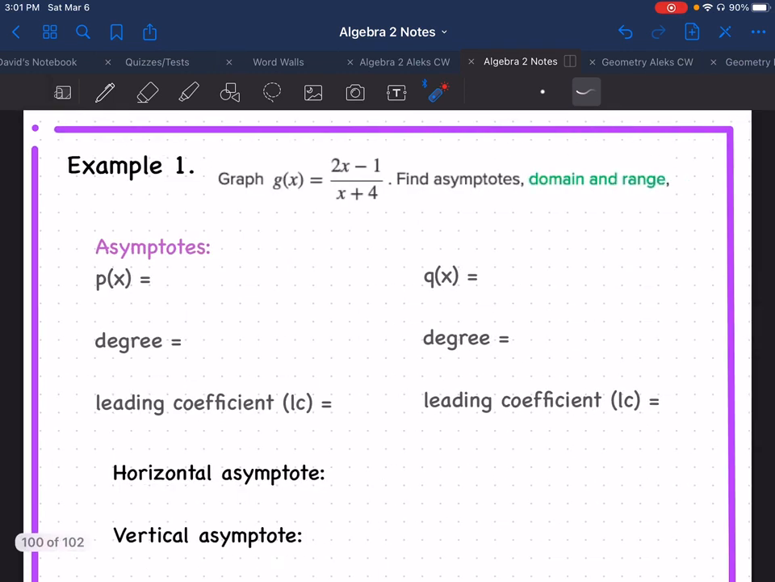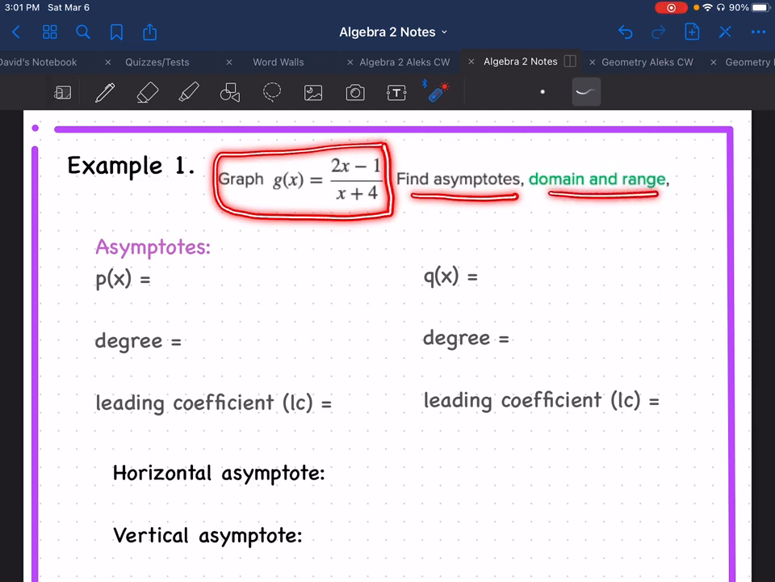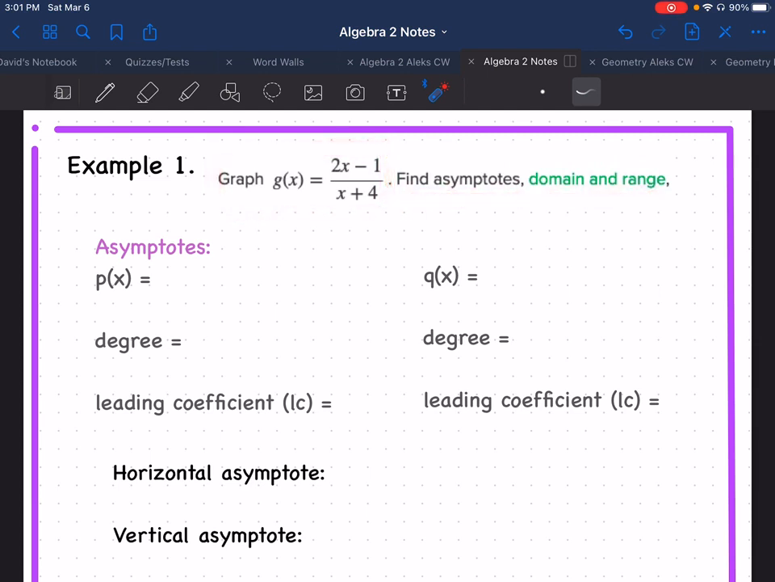In our first example, we are asked to graph g of x equals 2x minus 1 over x plus 4. We're going to find the asymptotes, and then once we have the graph, we're going to talk about our domain and range. I like to always start by writing down what is p of x and what is q of x. Once I have them written down, I want to make sure that they are in standard form. That means that the variable, my x's, has its highest degree first, and then it goes in descending order.